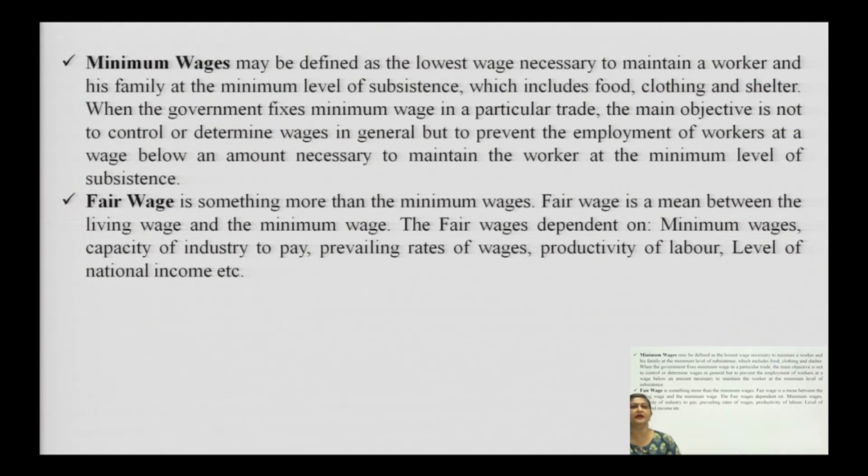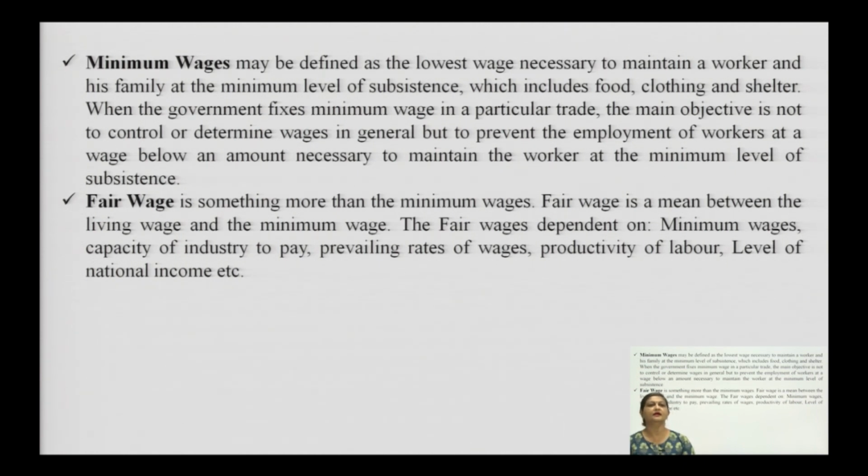Now, minimum wages may be defined as the lowest wage necessary to maintain a worker and his family at the minimum level of subsistence, which includes food, clothing and shelter. When the government fixes minimum wage in a particular trade, the main objective is not to control or determine wages in general, but to prevent the employment of workers at a wage below an amount necessary to maintain the worker at the minimum level of subsistence. Basically, to survive, the bare minimum requirement of the worker can be fulfilled by the minimum wages.